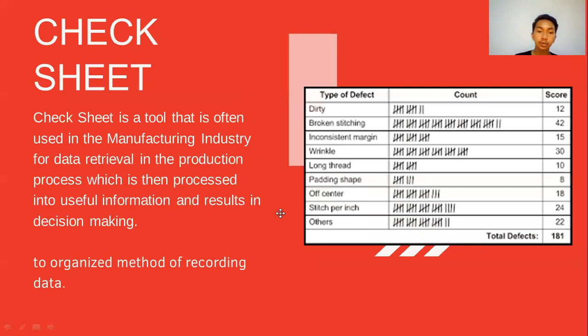Now we come to the 7 tools. The first one is check sheet. Check sheet is a tool that is often used in the manufacturing industry for data retrieval in the production process, which is then processed into useful information and results in decision making. Or on the other hand, it's called the organized method of recording data.